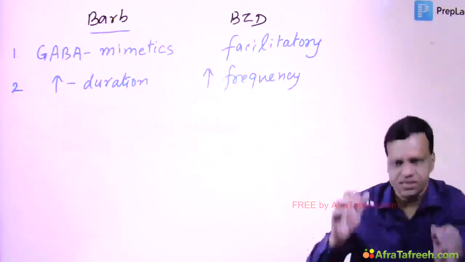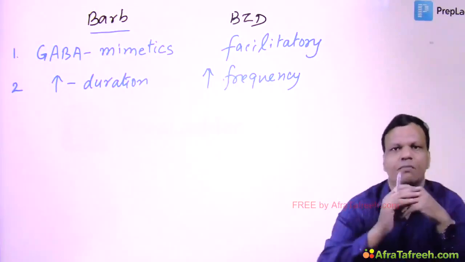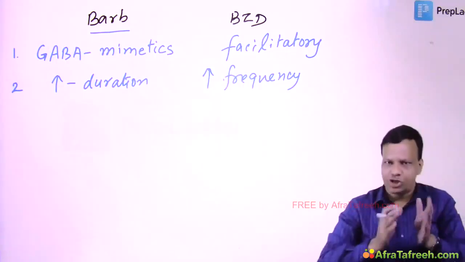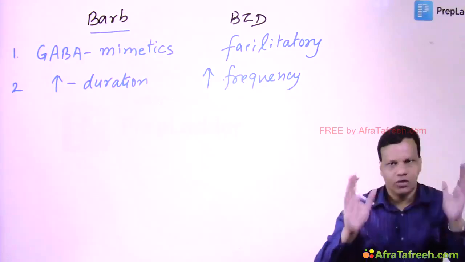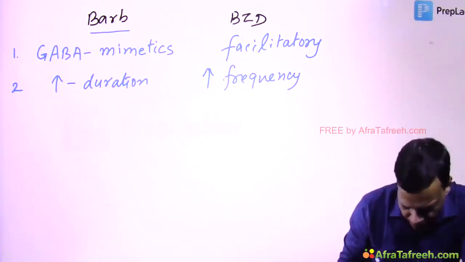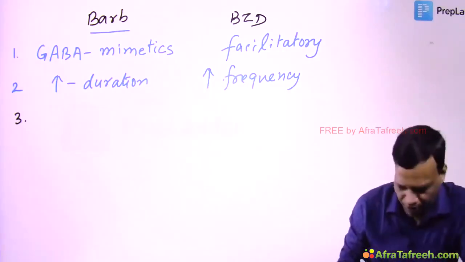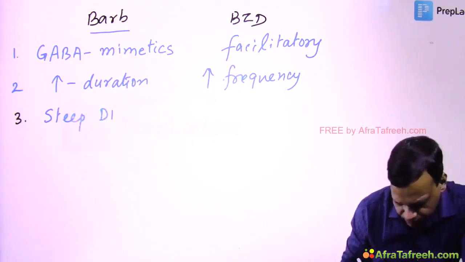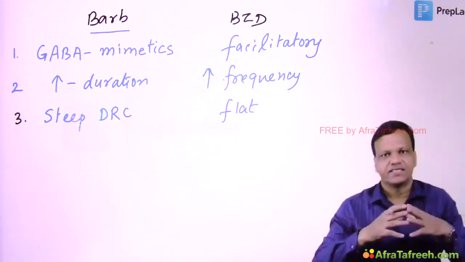So the major differences between barbiturates and benzodiazepines: barbiturates are GABA mimetic, benzodiazepines are facilitatory. Barbiturates increase the duration of channel opening, benzodiazepines increase the frequency of channel opening. Okay. Then the third important difference, which we discussed earlier in general pharmacology: barbiturates have a steep dose response curve, whereas benzodiazepines have a flat DRC.